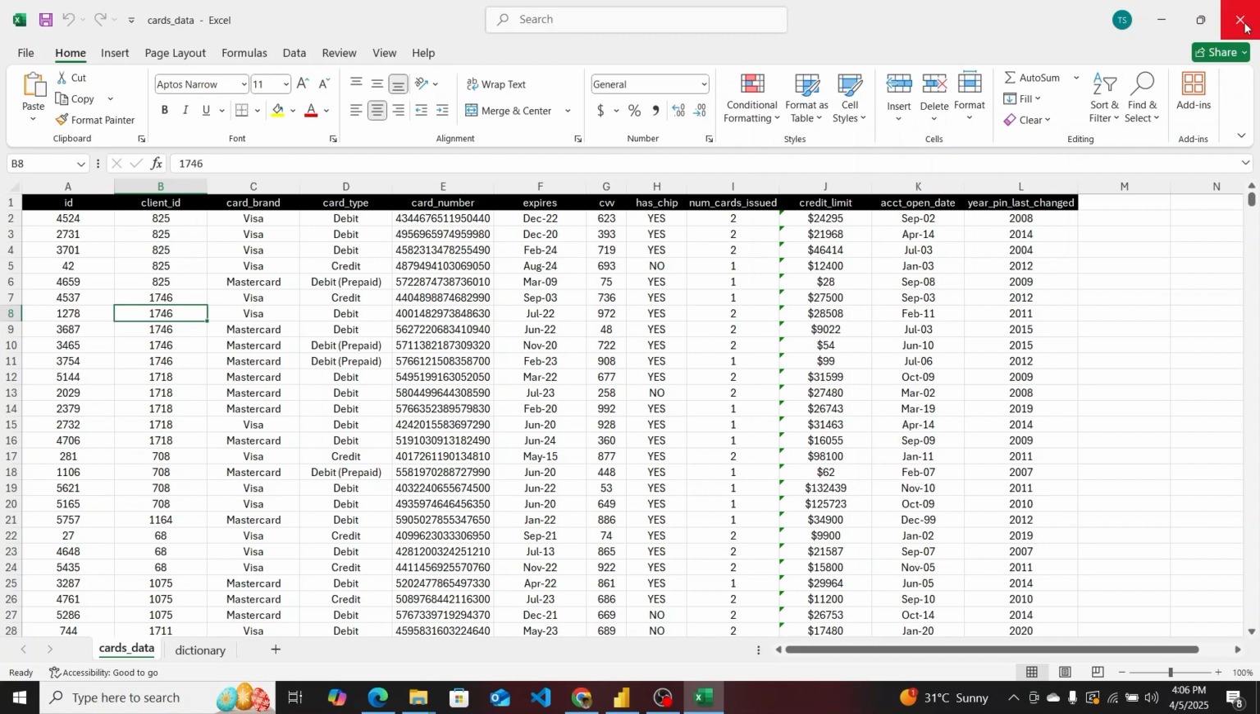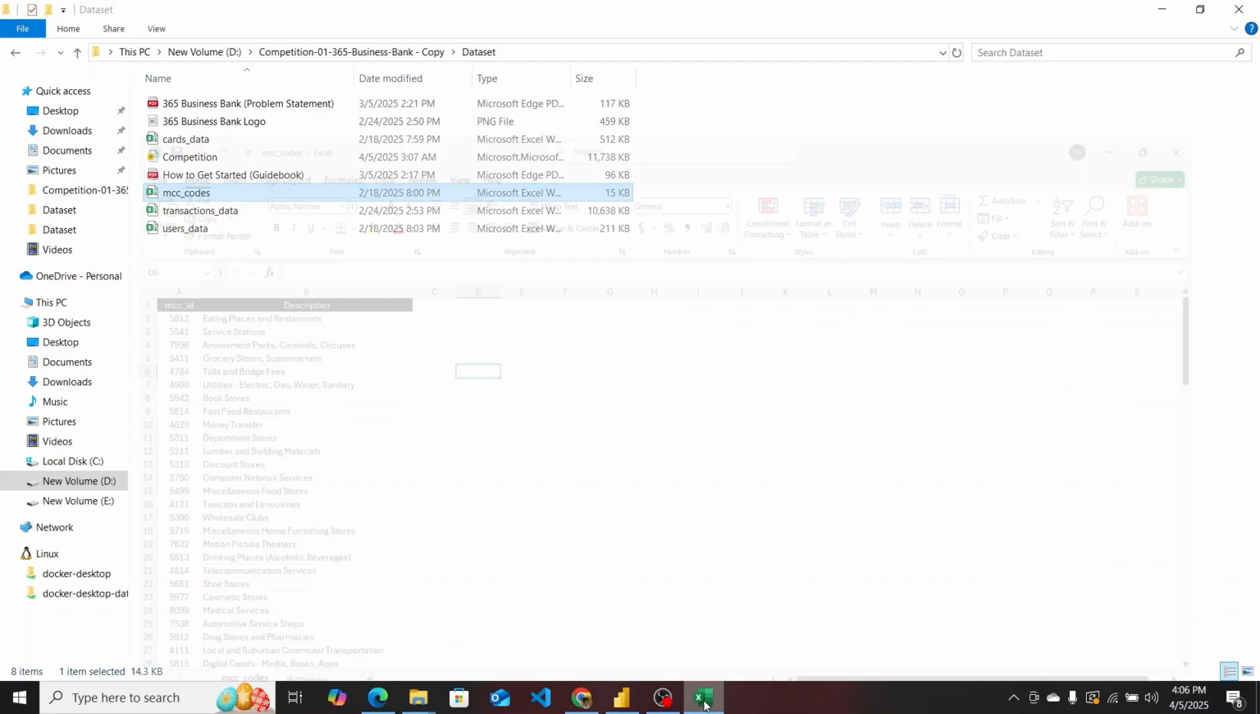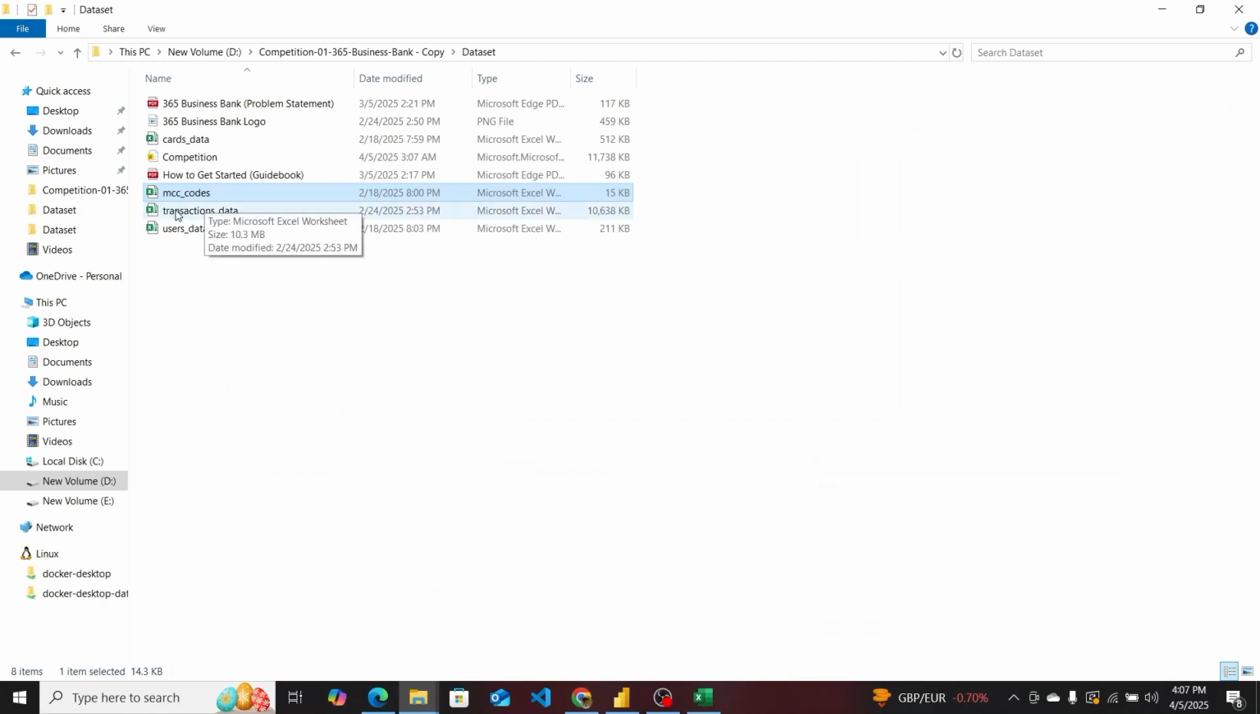Let us view another category of data set which they have provided, which is MCC codes. MCC codes is nothing but the merchant category codes, in which merchant categories are displayed. So let's view another data set.